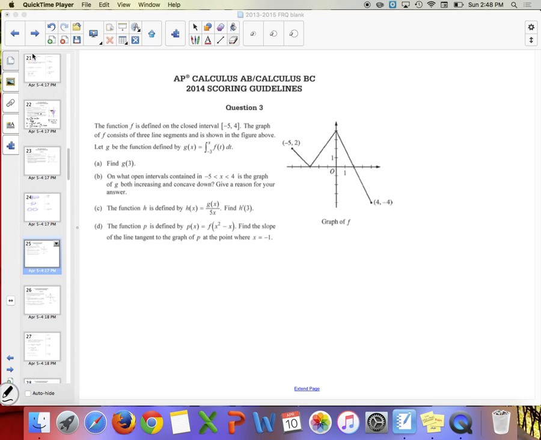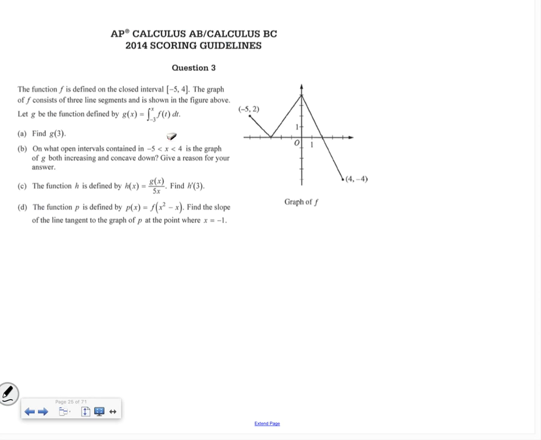Question number 3 says the function f is defined on the closed interval -5 to 4. The graph of f consists of 3 line segments and is shown in the figure above. So let g be the function given by g of x equals the integral from -3 to x of f of t dt. Okay, so this is an accumulation function.